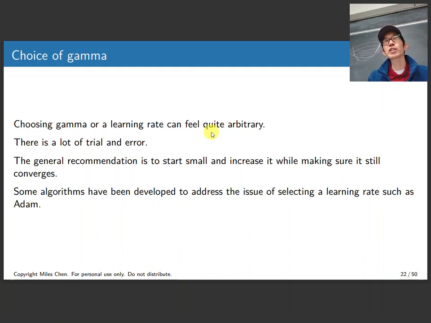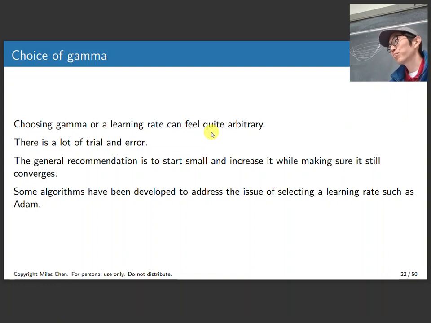The general strategy: start off small and then keep increasing it, because bigger means faster convergence, but too big means it's going to diverge and not converge. But too small is going to take way too many iterations to get there. So the general recommendation is start small.